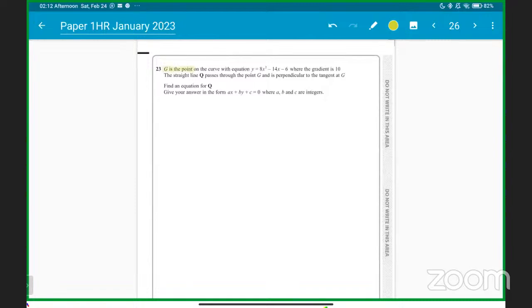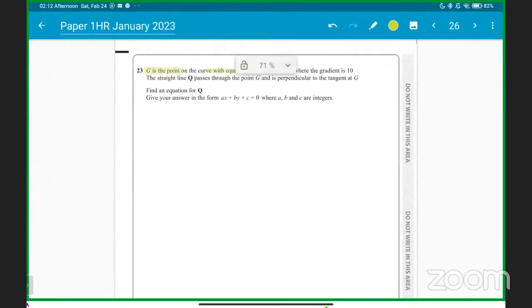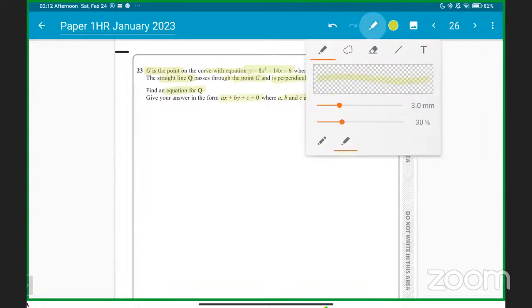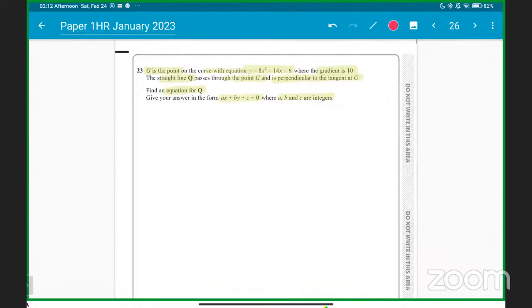G is the point on the curve with equation y equals 8x squared minus 14x minus 6, where the gradient is 10. The straight line Q passes through the point G and is perpendicular to the tangent at G. Find an equation for Q, giving your answer in the form ax plus by plus c, where a, b and c are integers. So this is the whole question which we have to solve for 5 marks.